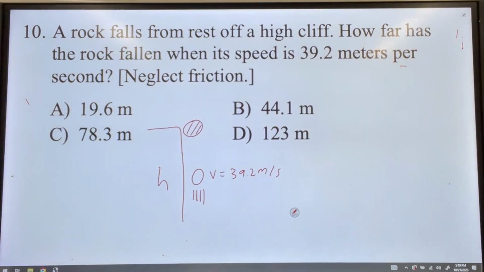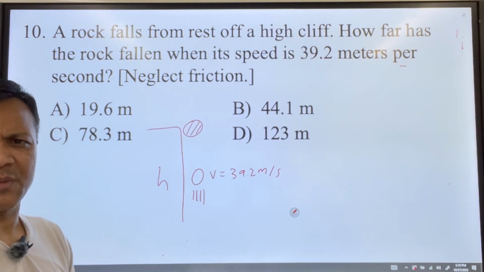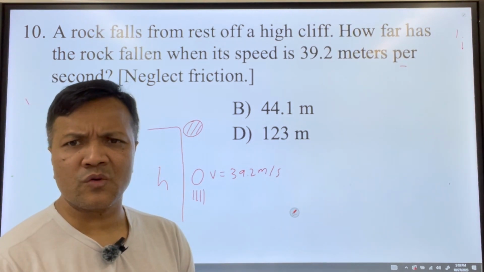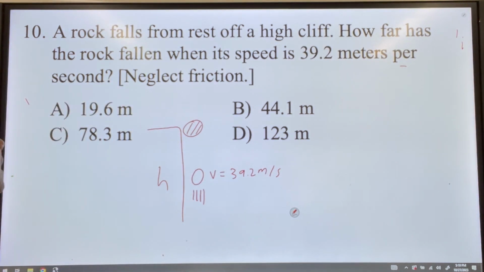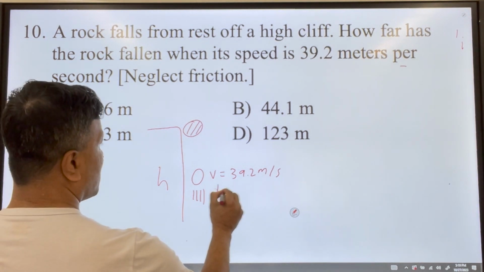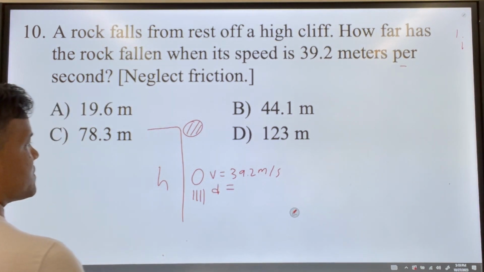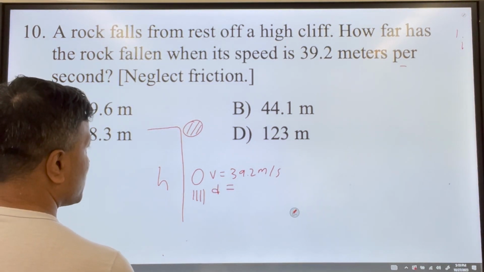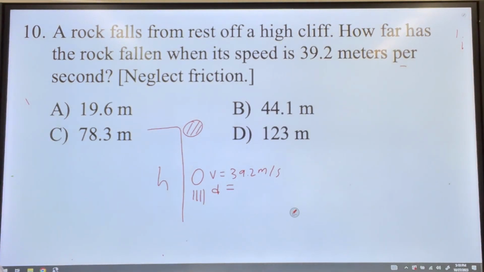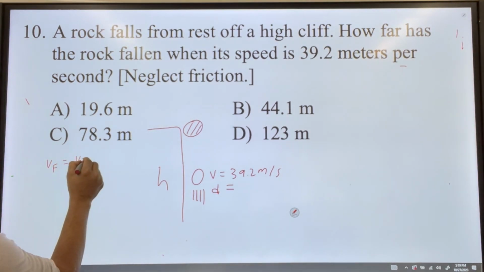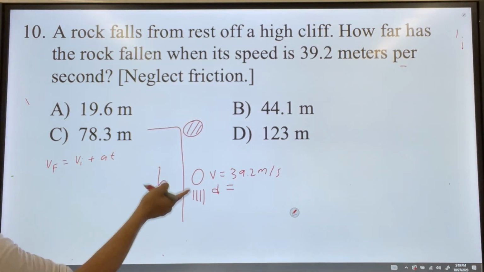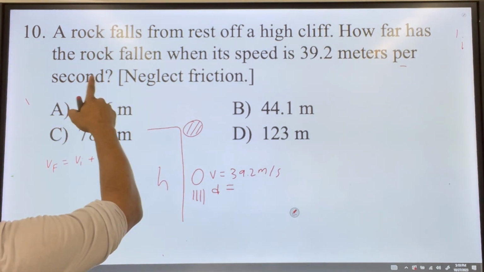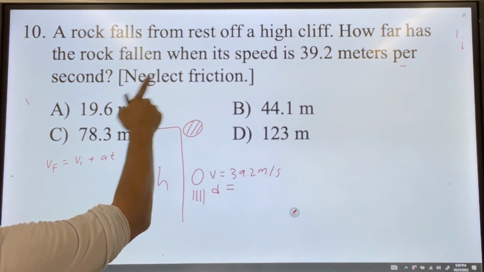Physics empowers you to solve all types of problems. You drop a rock, and you try to find the distance of the rock when its velocity is 39.2 meters per second. So this seems to be a very easy problem. First you need to find the time. So let's first find the time. You have Vf equals Vi plus At, and then you want to find the distance, because this asks you to find how far the rock has fallen.